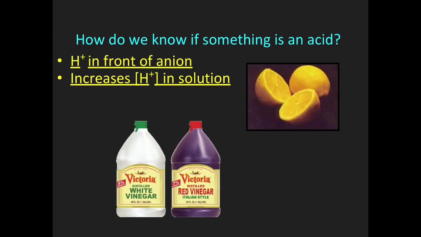So how do you know if something's an acid? Most of the time you're going to see that H plus in front of your anion. Almost all of our acids are going to lead with H plus. That's because that's where you see that increase in H plus concentration in your solutions. So as we're working through these, always associate acid with H plus.